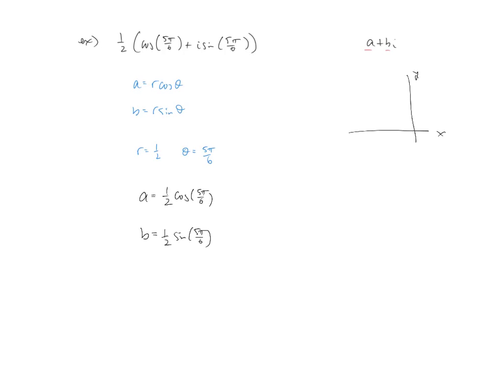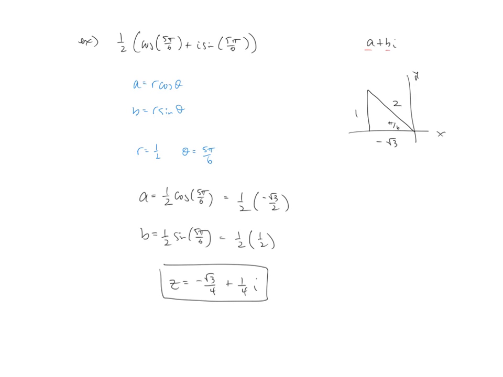5 pi over 6 would be up here in quadrant 2, so giving us a reference angle of pi over 6. So that would be a 1, a 2, a negative root 3. So 1/2 and then cosine of 5 pi over 6 would be negative root 3 over 2. And sine of 5 pi over 6 would be 1/2. So simplifying, we find out that z would equal negative root 3 over 4 plus 1/4 i. So there's the a plus bi form for the original complex number that was given in its trigonometric form to start.